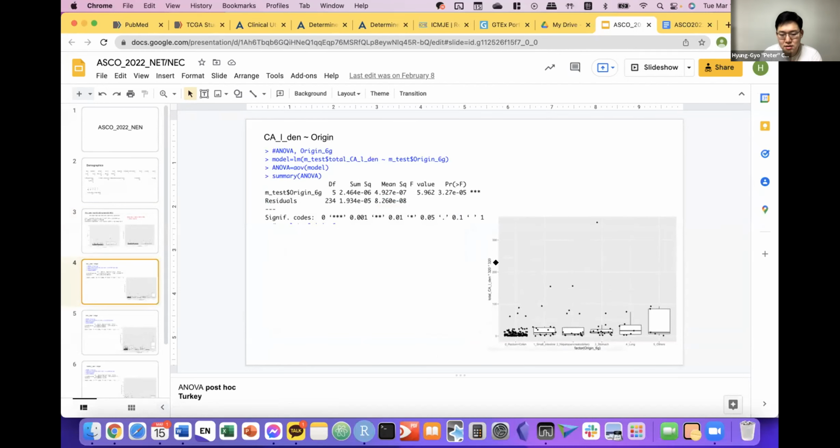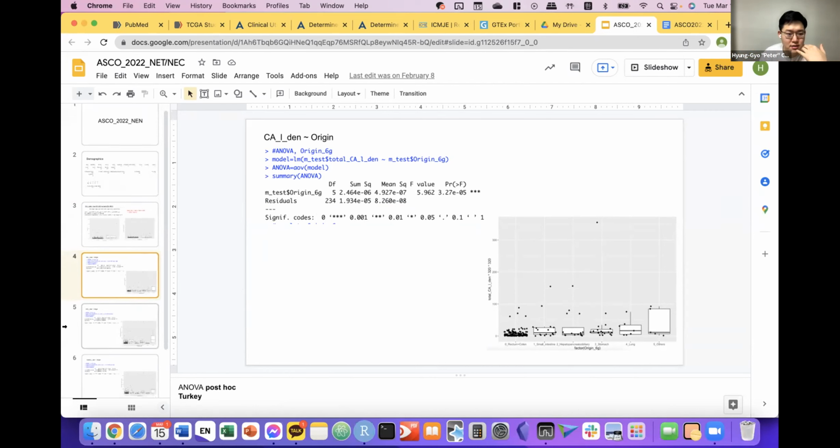And we saw, categorized by primary origin, lung was the highest median. Yeah.